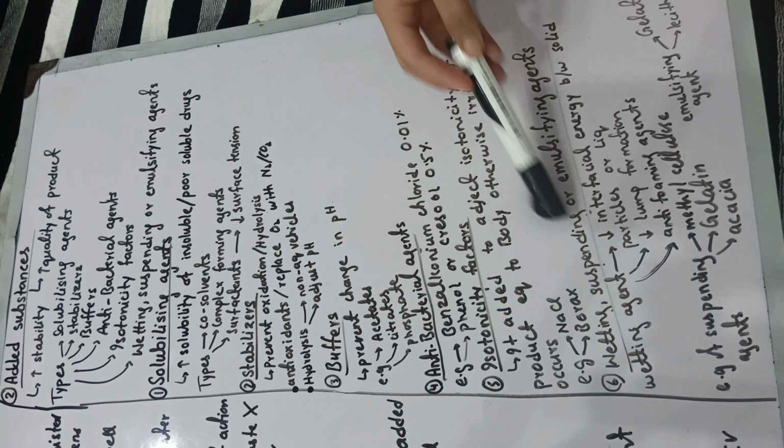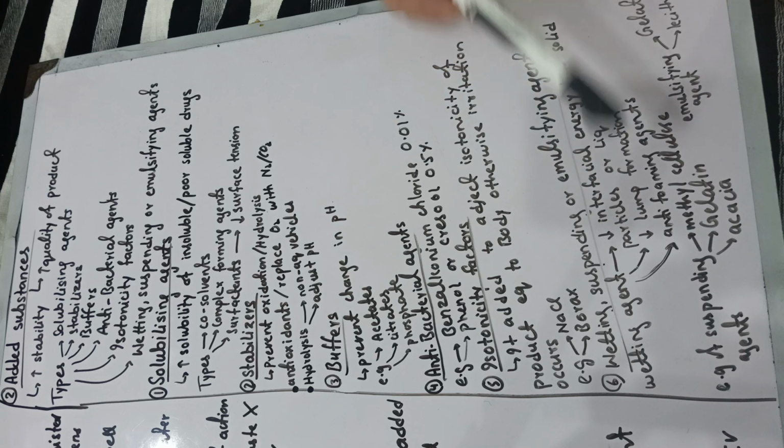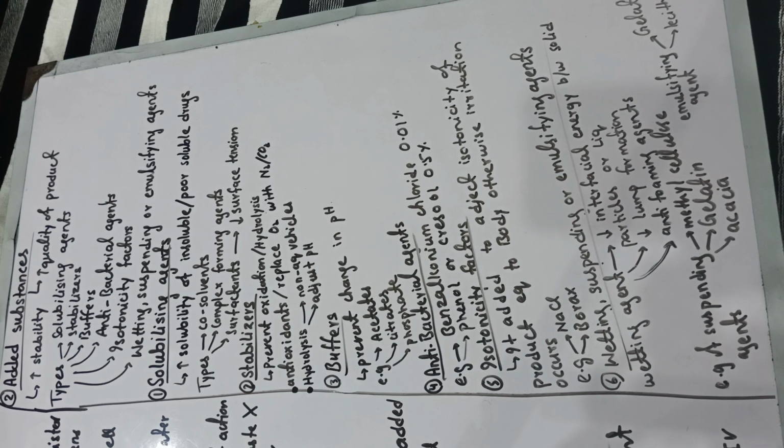Last are the wetting agent, suspending agent and emulsifying agent. Wetting agents are used to decrease the interfacial energy between the solid particles and the liquid. Various kinds of wetting agents are used. Actually, they decrease lump formation. Lumps are formed when a liquid is added to your mud, and it forms a very lumpy formation, so they decrease it. They are also anti-foaming agents and do not allow the formation of foams in your product.